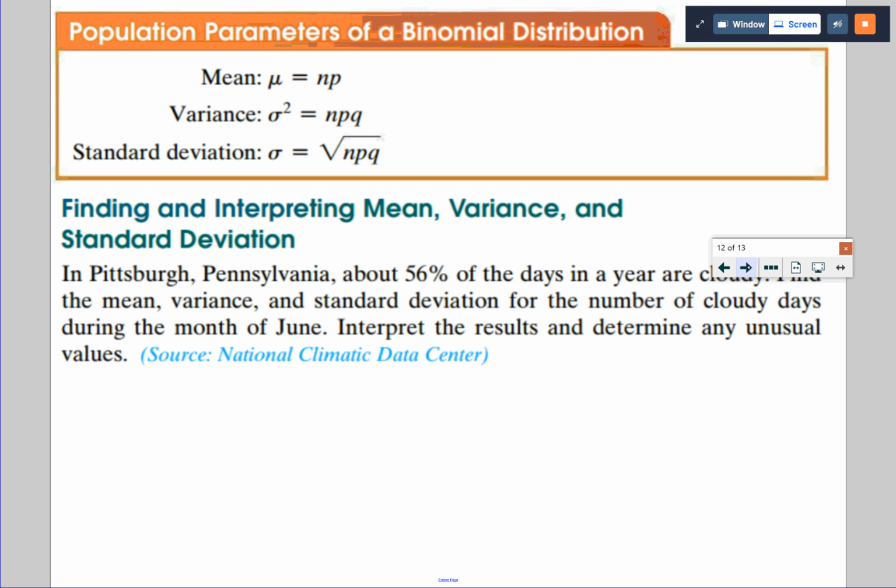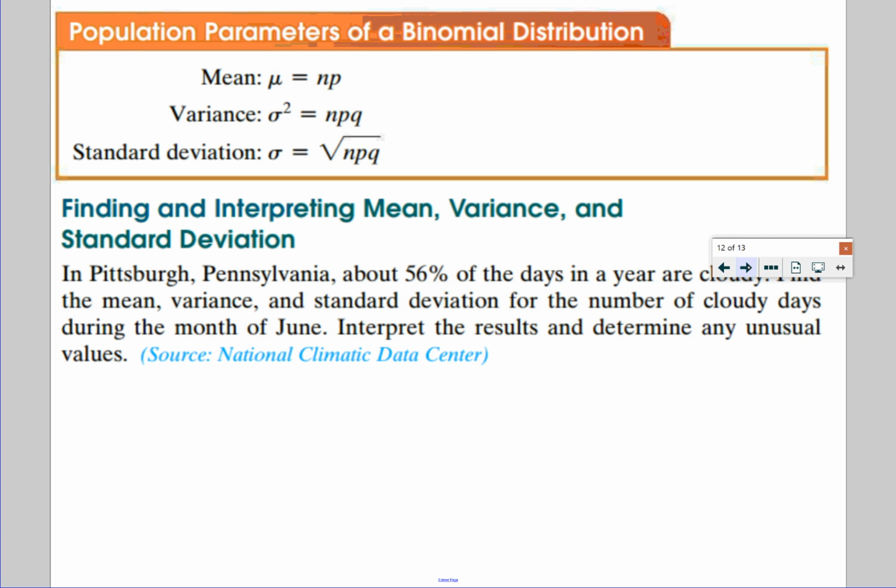If you have a binomial experiment, binomial distribution, you can find the mean, variance, and standard deviation of it. Now, here's the good news. When we've done mean, variance, and standard deviation before, it involved a giant table of values and lots of columns of calculations with deviations squared and all those things. You do not have to do that for this. They're very quick, little easy formulas.